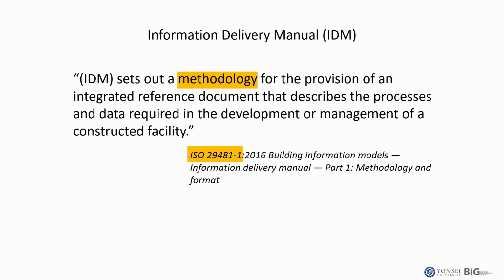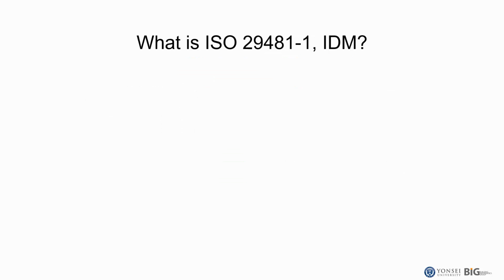Since IDM schema is a data model for IDM, let me briefly explain what IDM is first. IDM is ISO 29481 Part 1. It defines a methodology for specifying information requirements of a construction project and their use cases. Quite a few documents roughly explain IDM as a process.